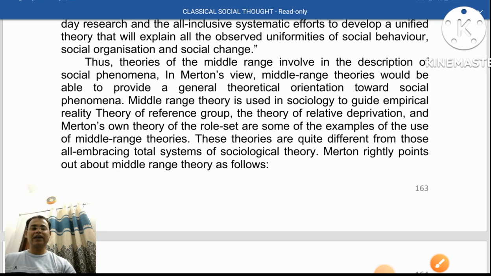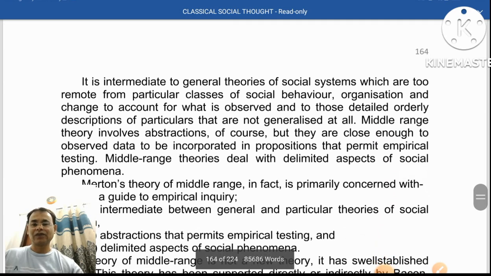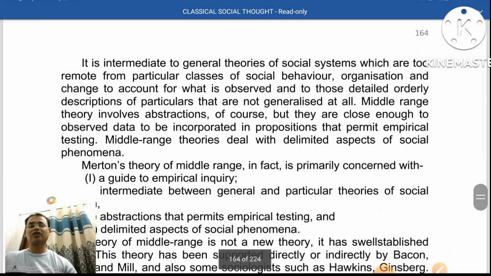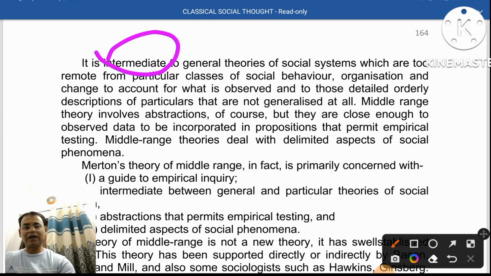These theories are quite different from those all-embracing total systems of sociological theory. Merton rightly points out middle range theory as follows. It is intermediate to general theories of social system, which are too remote from particular classes of social behavior, organization and change to account for what is observed, and to those detailed orderly descriptions of particulars that are not generalized at all.